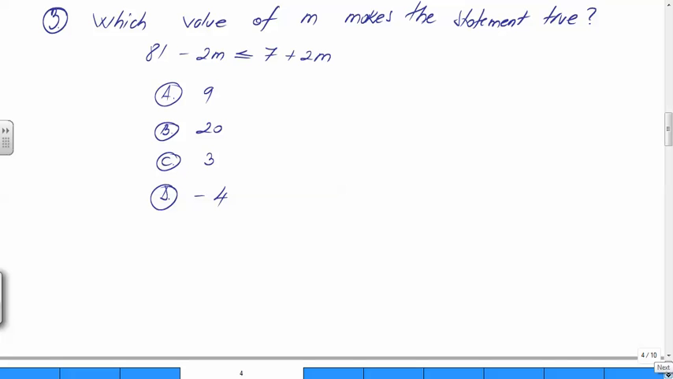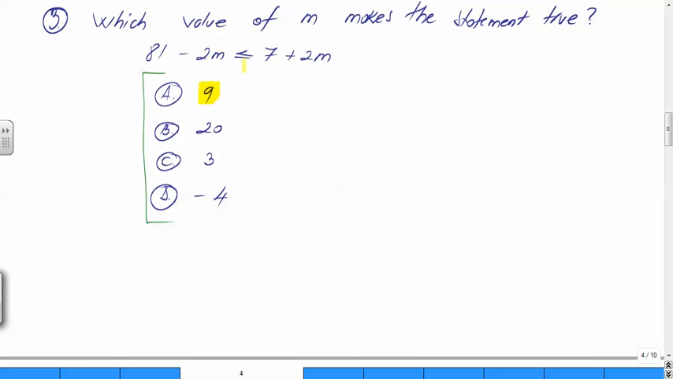Okay, next problem. Which value of M makes the statement true? Right? So we have an inequality here, and we have to decide which one of these four values will make my statement true. Now, there are many ways in which you can solve. One way is to take each one of the A, B, C, D answers, plug them in, and see if the statement stays true. Another way would be to solve the inequality. I mean, we did this in the previous years. The fact that we did not cover inequalities yet in our class is not an excuse for you not being able to solve it. However, for the purpose of this lesson, you will substitute in every one of the options.